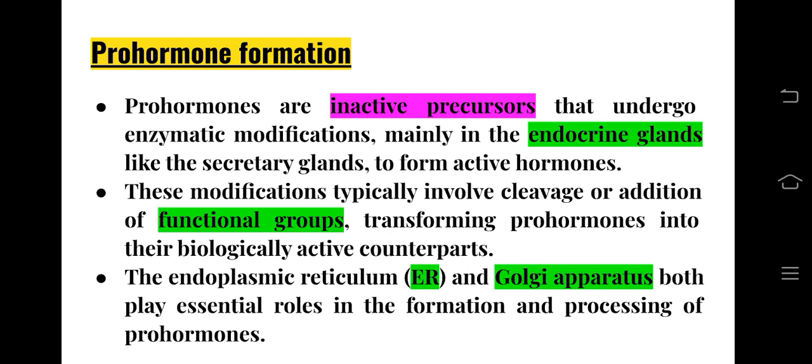So prohormones are inactive precursors that undergo enzymatic modifications, mainly in the endocrine glands, like the secretory glands, to form active hormones. And these modifications typically involve cleavage or addition of functional groups, transforming prohormones into their biologically active counterparts. The endoplasmic reticulum and Golgi apparatus both play essential roles in the formation and processing of prohormones.